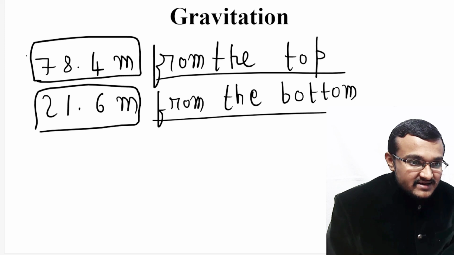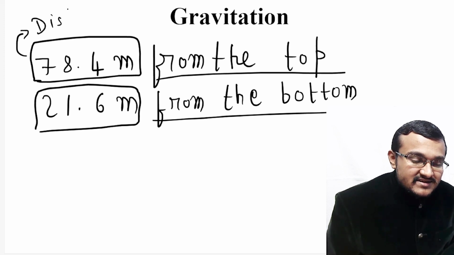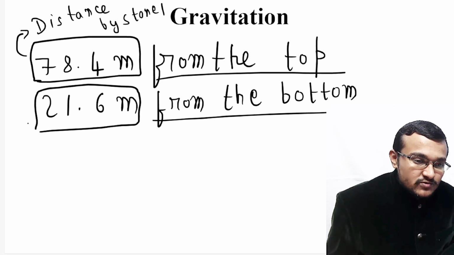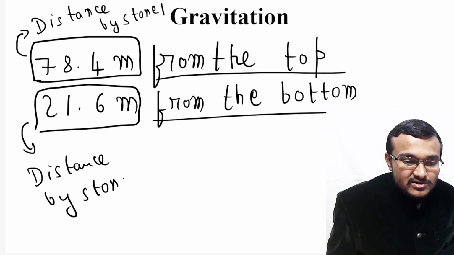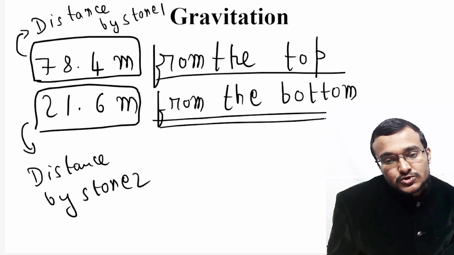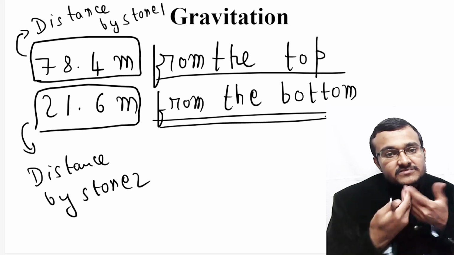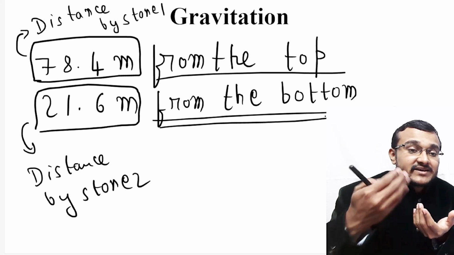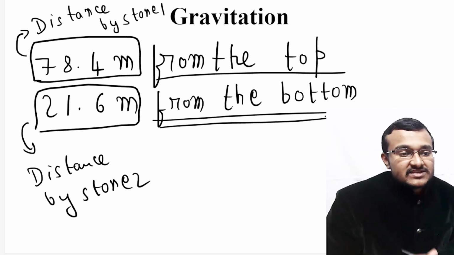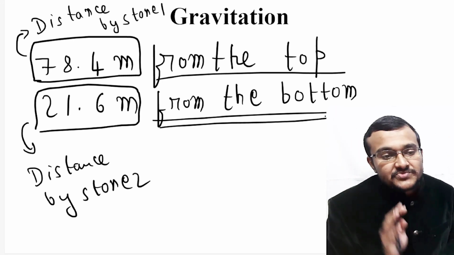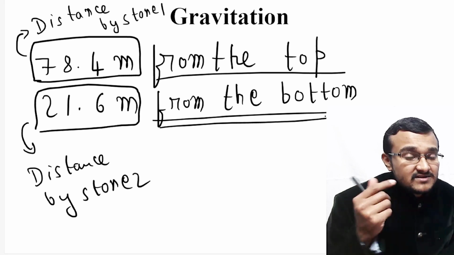So that means here this is the distance traveled by stone 1, and this is the distance traveled by stone 2. Stone 2 has traveled 21.6 meter from the bottom, and stone 1 has traveled 78.4 meter from the top, and they have both reached this particular position. Either you should say 78.4 meter from the top or 21.6 meter from the bottom.